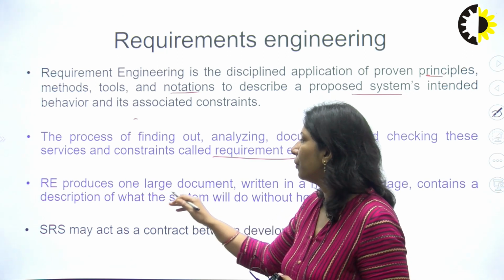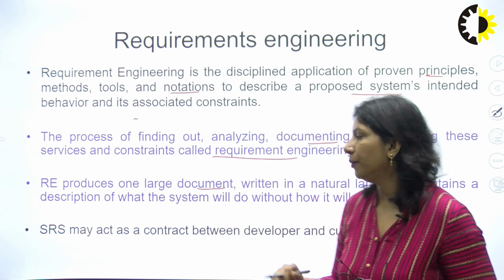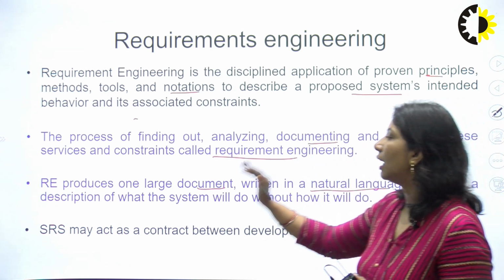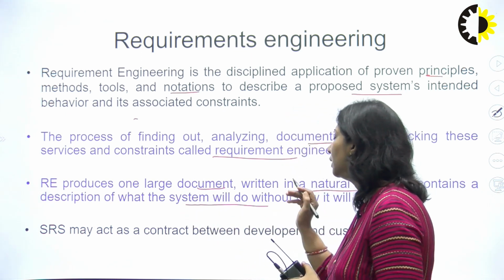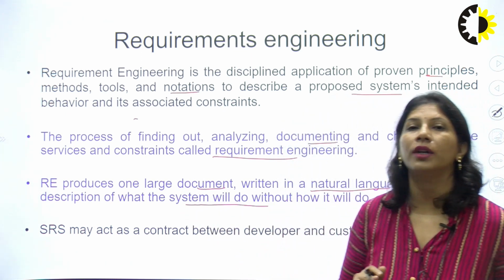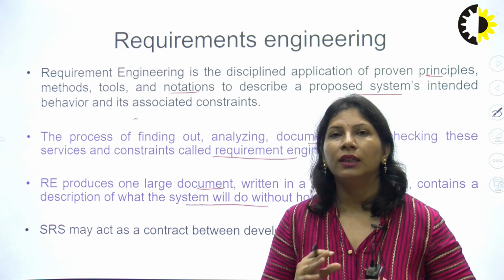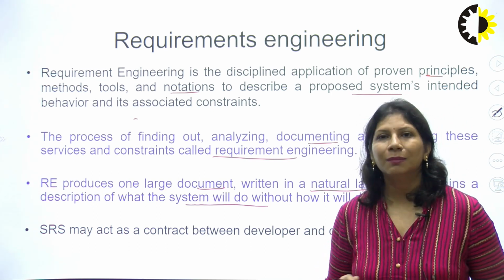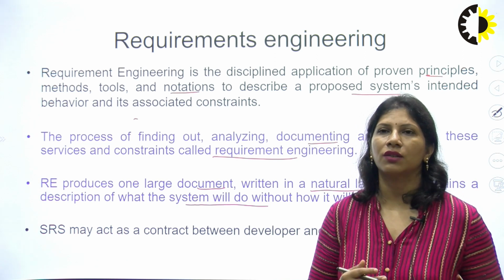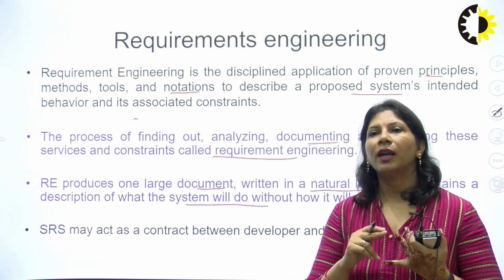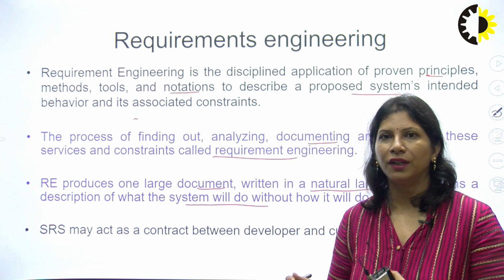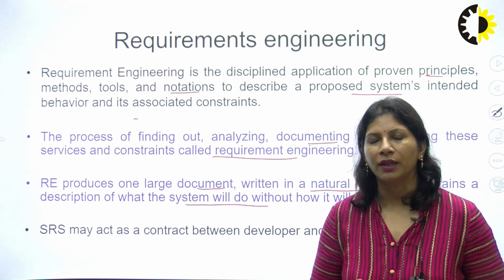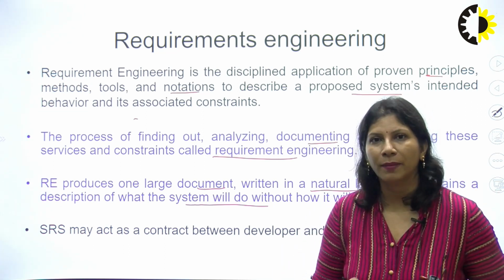Requirement engineering produces one large document, written in a natural language, which contains a description of what the system will do without specifying how it will do it. So, after doing the requirement engineering, one document will be created, written in a simple language, specifying what the system will do: what are the functional requirements, the non-functional requirements, the specific requirements, the system requirements. All these things will be specified in a document, without specifying how these requirements will be met.